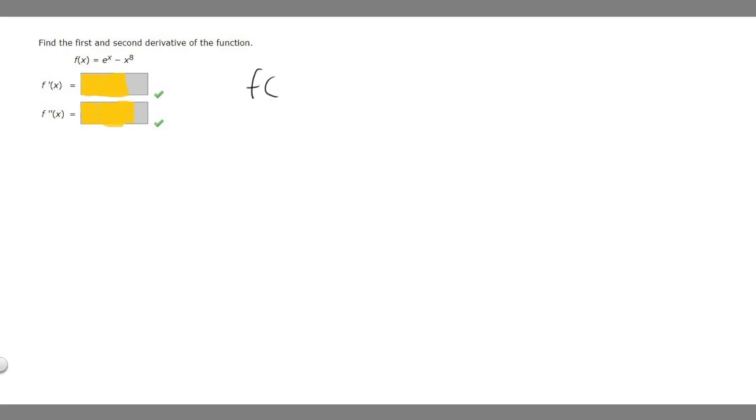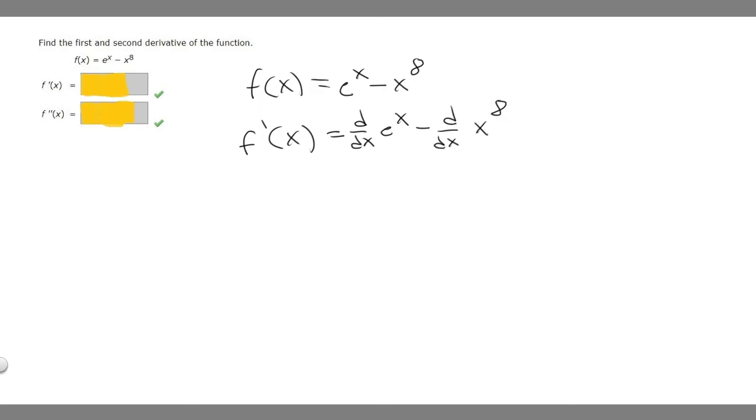So let's go ahead and solve it. So f prime of x is equal to e to the x minus x to the 8, that's the function we're given. So f prime of x is the derivative of this. So equals the derivative with respect to x of e to the x minus the derivative with respect to x of x to the 8. So the derivative of e to the x is just e to the x. That's just a rule you've got to know. So f prime of x is equal to e to the x.